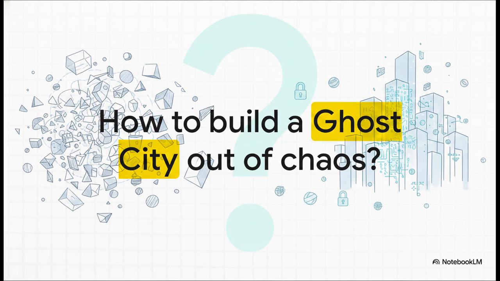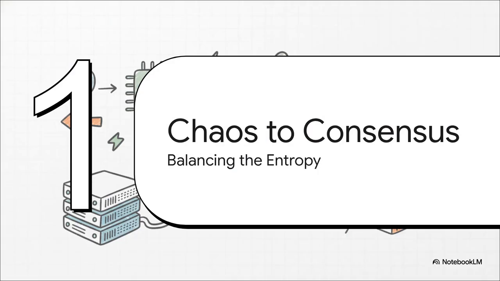So you might be wondering, how exactly does a hypervisor build an ordered ghost city out of sheer mathematical chaos? Well, to really grasp this, we have to understand how the consensus architecture moves completely away from rigid static hardware mapping. Instead, it starts treating data states and memory addresses as emergent phenomena. Basically, these things only materialize when the precise cryptographic conditions are met. Let's start with part 1, chaos to ordered consensus, and balancing that entropy.